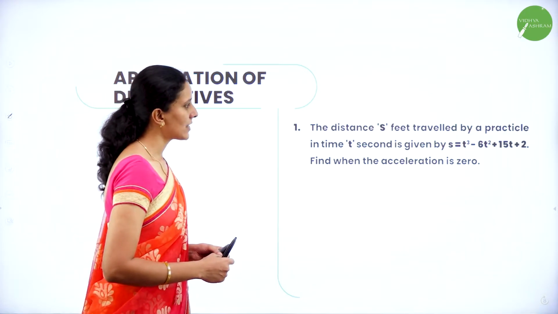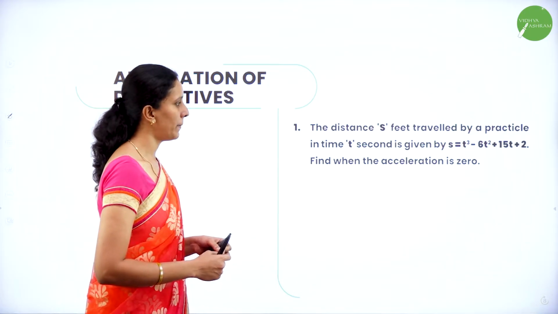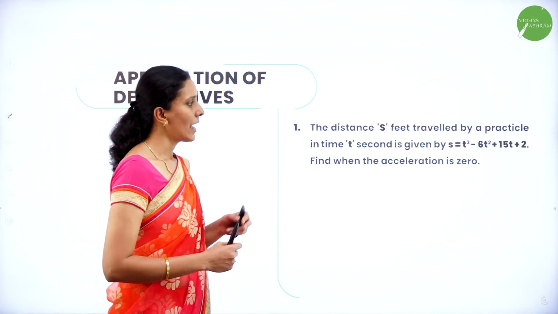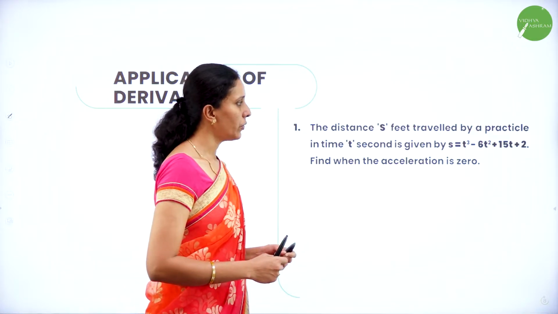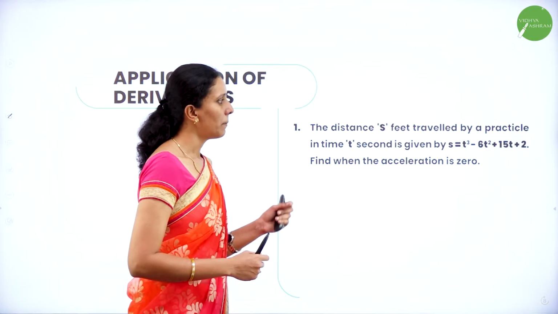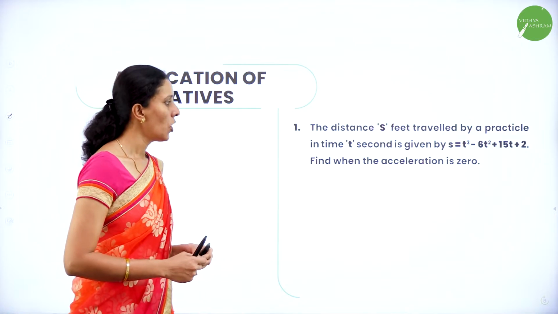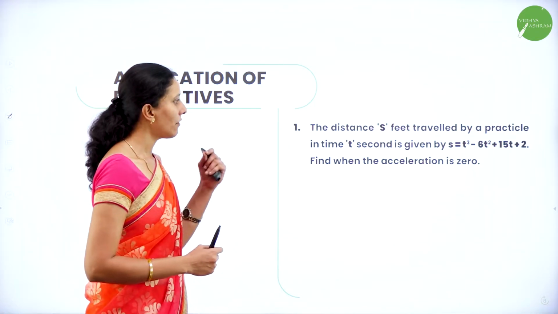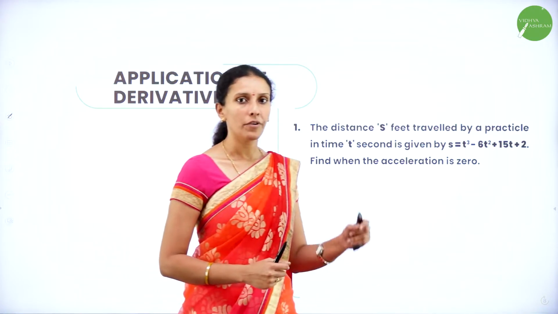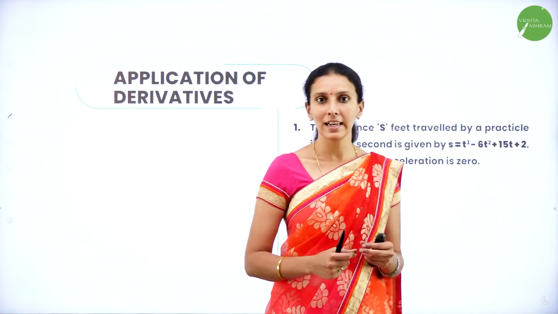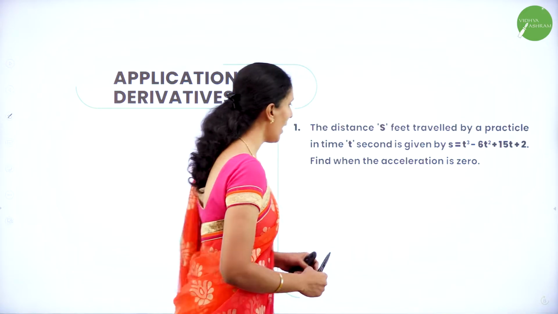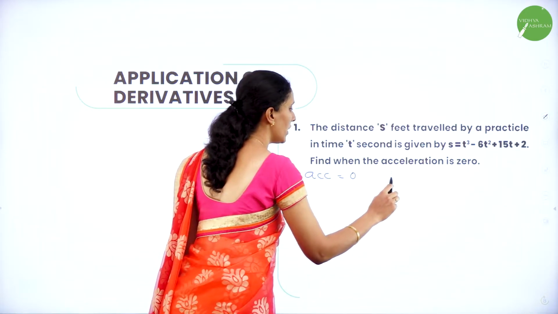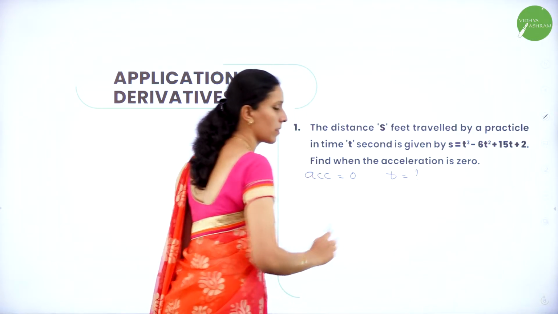The distance s feet travelled by a particle in time t seconds is given by s = t cube minus 6t square plus 15t plus 2. Find when the acceleration is 0. So we have to find the time of the body whenever the acceleration is 0. We need to find the time t.